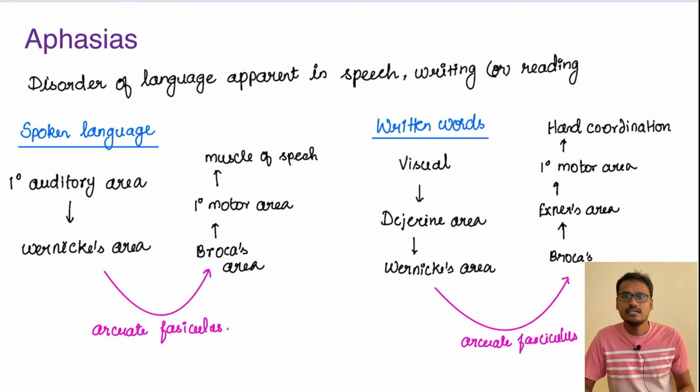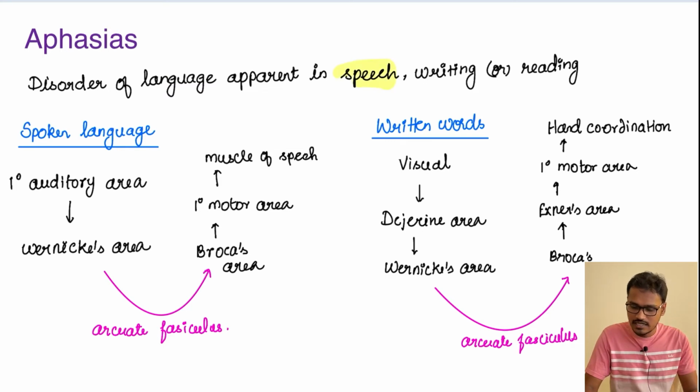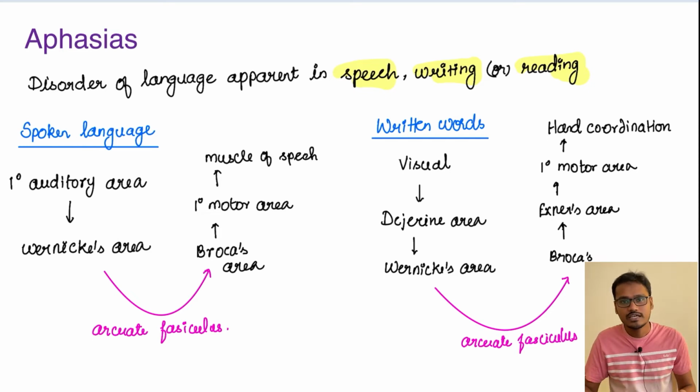Now coming to aphasia. So what is aphasia? A disorder in any kind of speech, writing or reading is called aphasia. So any kind of language disorder is called aphasia. Before going into the aphasias, we have to understand what is the pathway for a spoken language and what is the pathway for a written language.